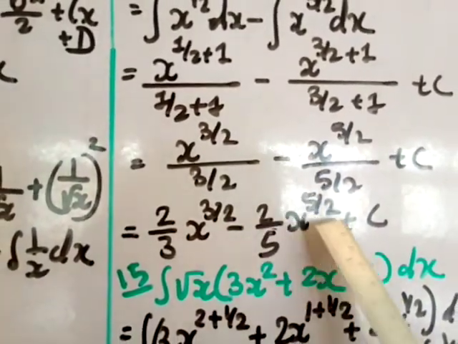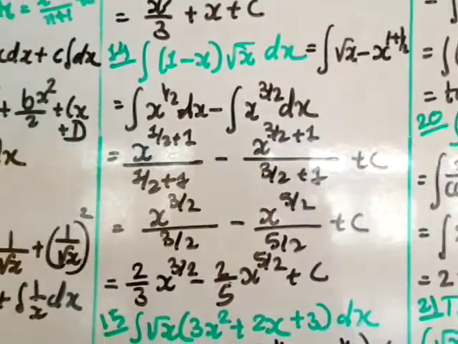These 2 you take up, so 2/3 x power 3/2 minus, take 2 here, so 2/5 x power 5/2 plus c. So that is the answer for question number 14.